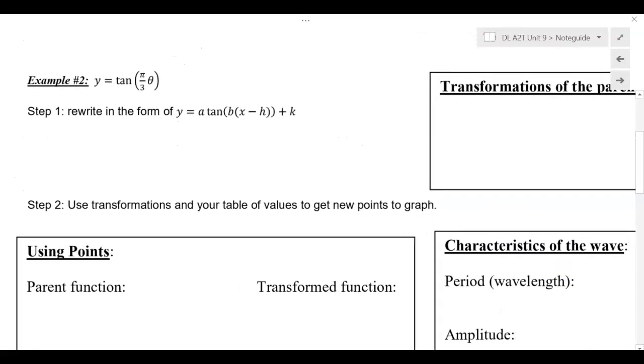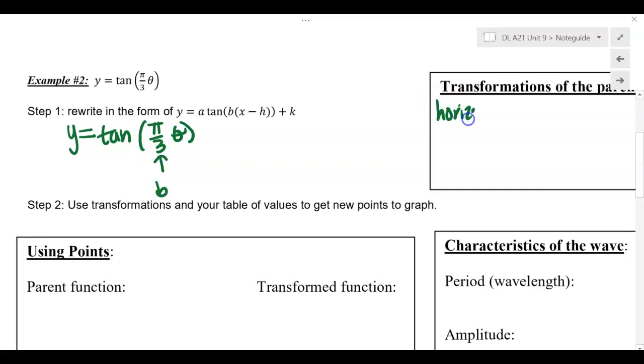And this one has the weird scaling, so if you didn't watch the extra example from the sine one from the skill 1 and 2 notes, you can go through this here. So this doesn't really need to be rewritten. Pi over 3 is the b value. It's literally the only transformation here.